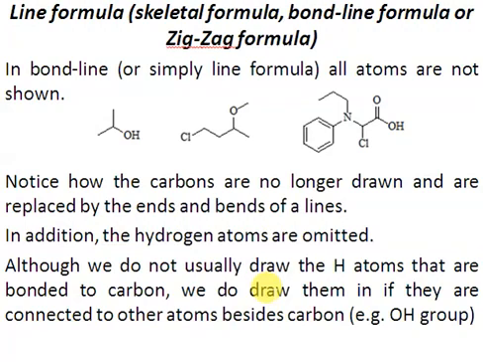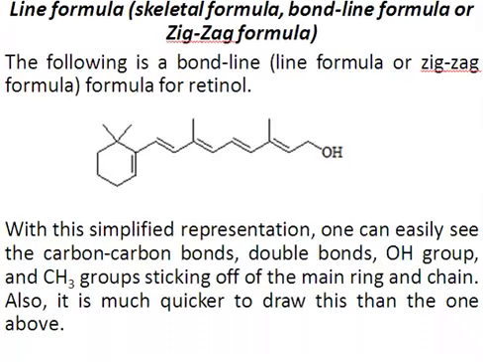So in this way we can write the line formula or the zigzag formula, right? Although we don't draw the hydrogen atoms, we do draw the hydrogen atoms if they are connected with some heteroatom, right? Otherwise, if your hydrogen is not attached to a heteroatom, then there's no need to show it. So here is a bond line formula, right?